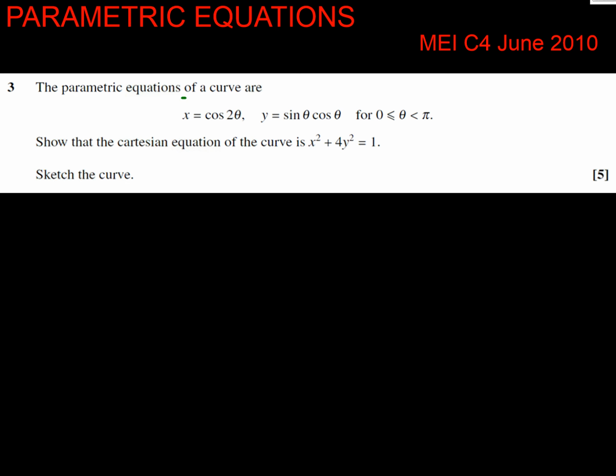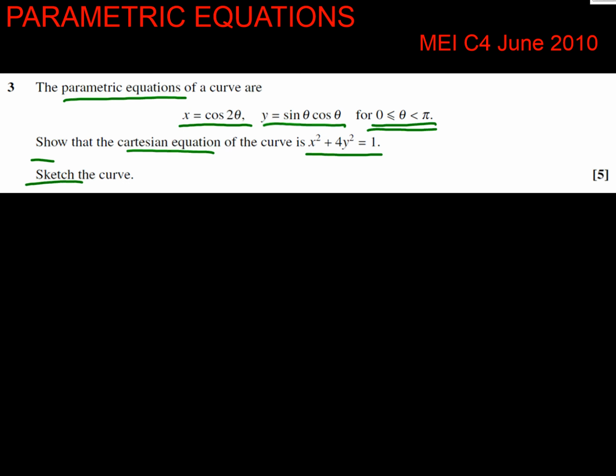The parametric equations of a curve are x equals cos 2 theta and y equals sine theta cos theta, and they've given us a domain here for theta. Our theta is between 0 and pi. They've then asked us to show that the Cartesian equation is that, and then to sketch the curve.